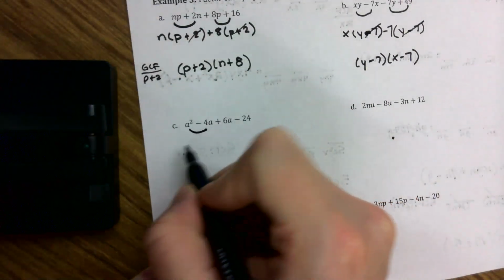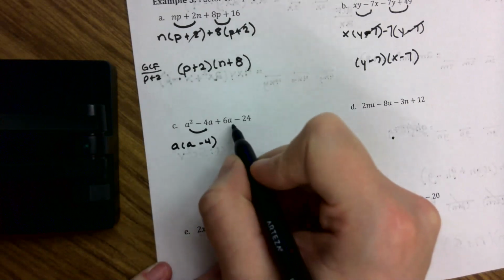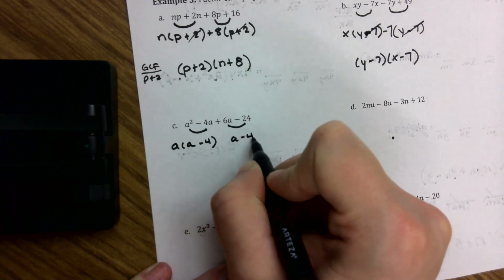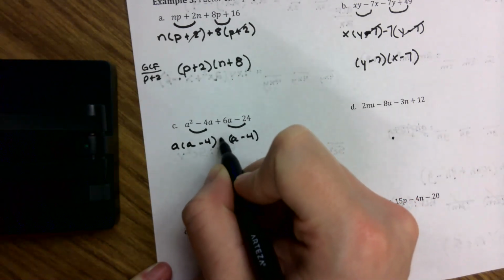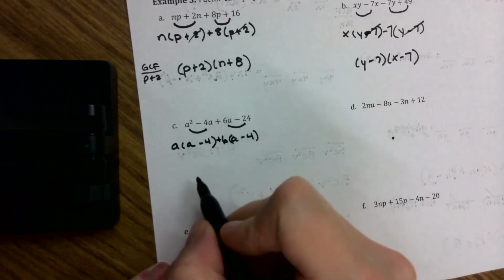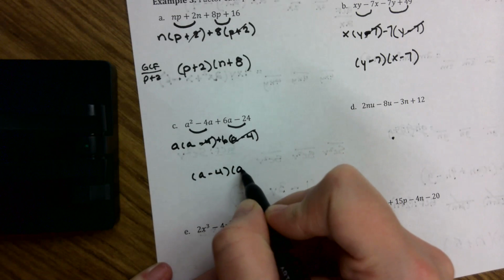Here, there's no overall GCF, so we just take a GCF out of the first two terms, and then we group the last two terms, and we want an a minus 4, so we take out a positive 6. Now we have a GCF of a minus 4, and what's left is an a plus 6.